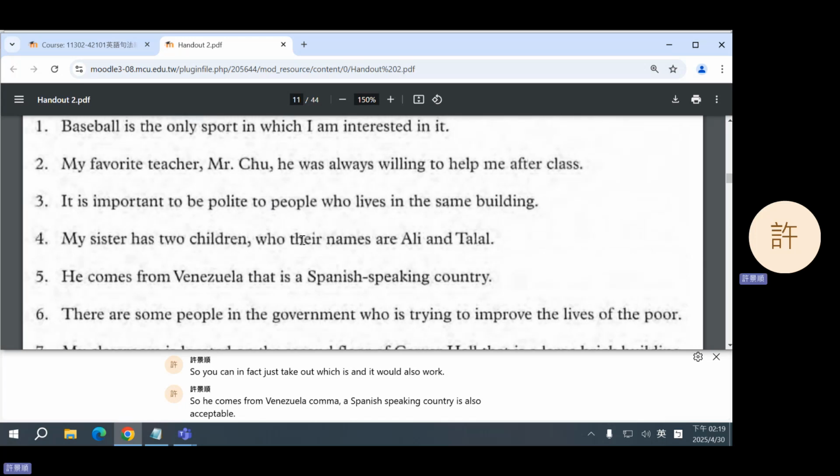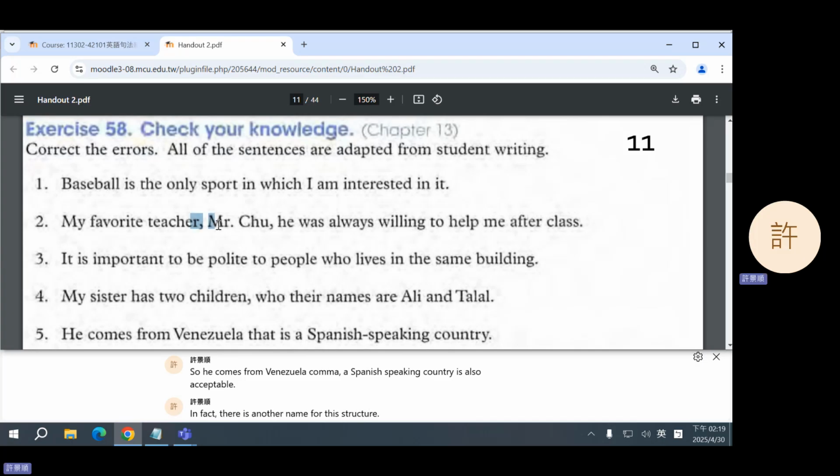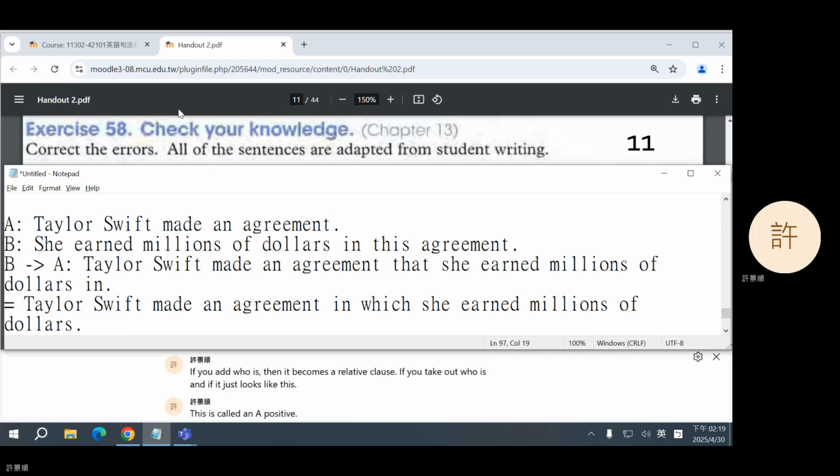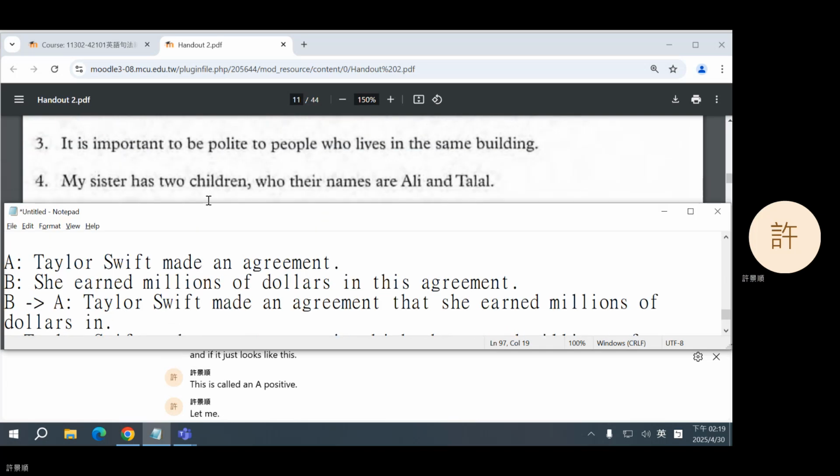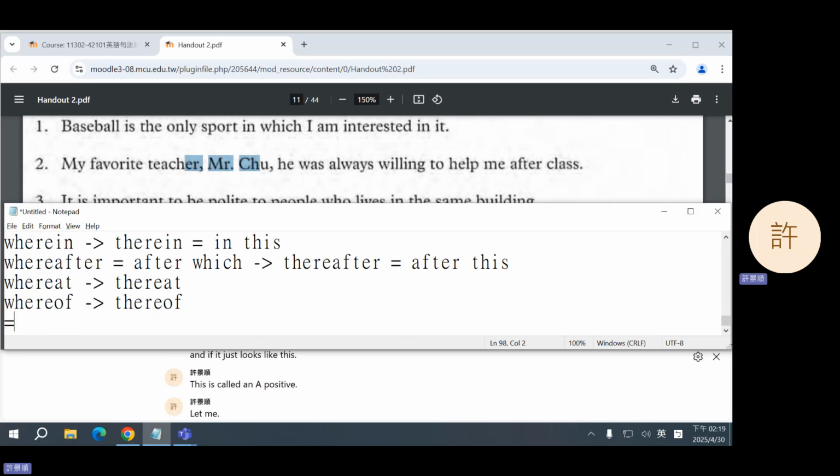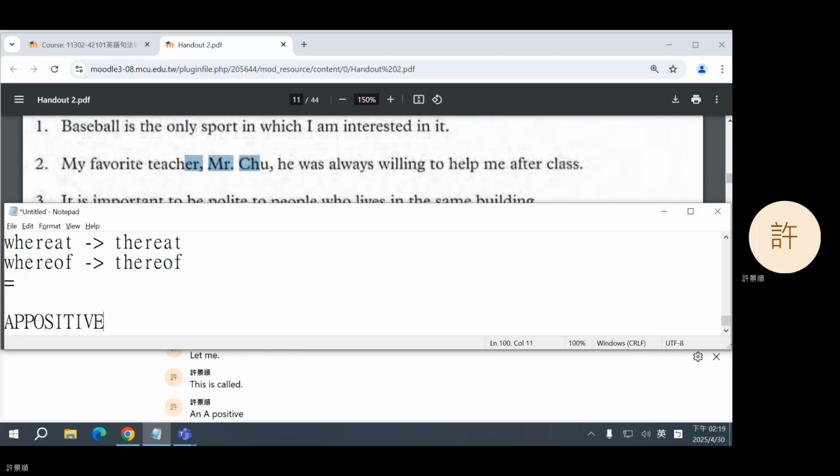In fact, there is another name for this structure. Same thing here. In this place, you can add who is Mr. Chu. If you add who is, then it becomes a relative clause. If you take out who is, and it just looks like this, it is called an appositive. Appositive means that the thing in front of the comma is the same thing as the thing after the comma. So my favorite teacher is Mr. Chu. Mr. Chu is my favorite teacher.